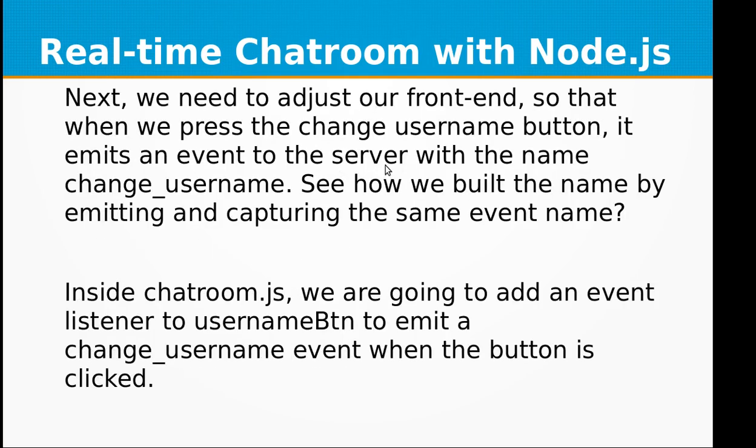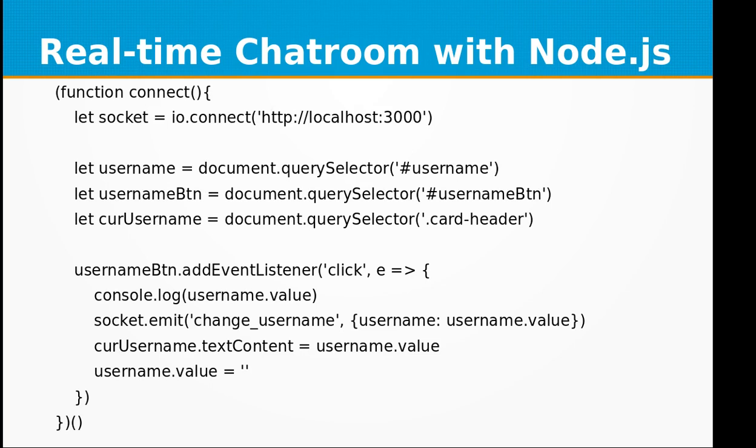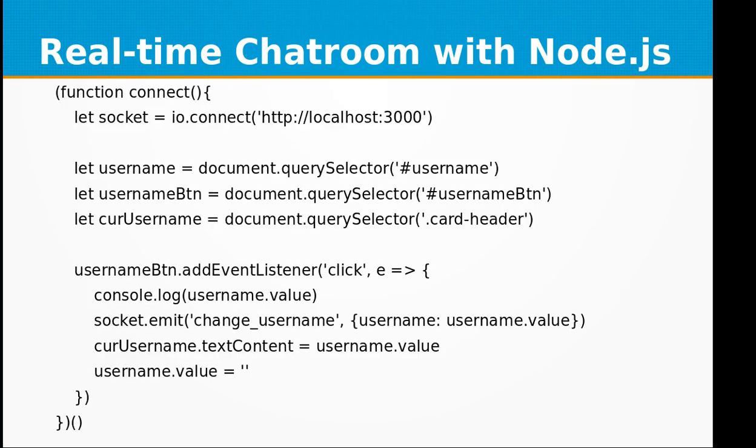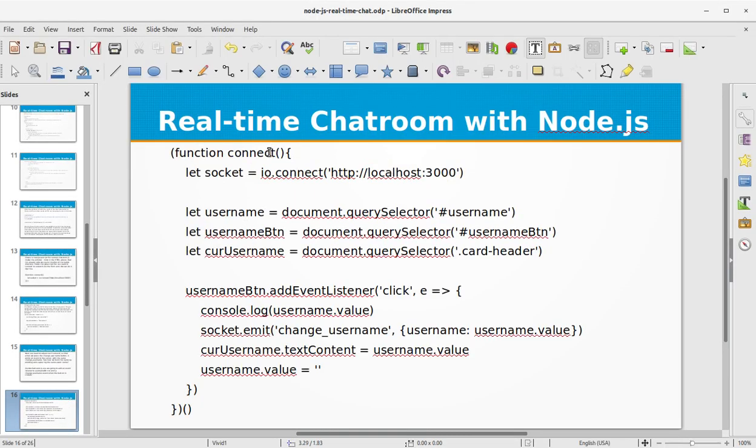Okay, next we need to adjust our front end so that when we press the change username button, it emits an event to the server with the name change_username. See how we built the name by emitting and capturing the same event name. Inside chatroom.js, we are going to add an event listener to username btn to emit a change_username event when the button is clicked. Okay. So this code will be entered in the chatroom.js file.